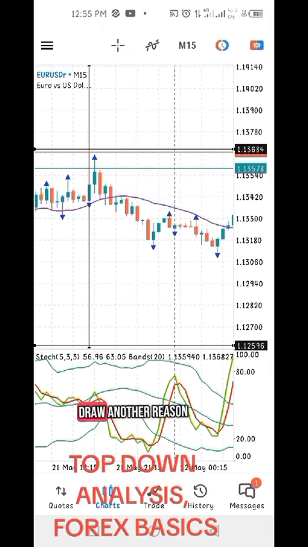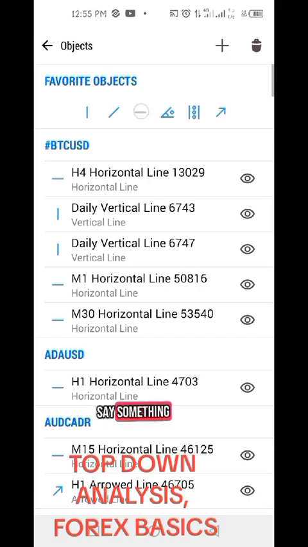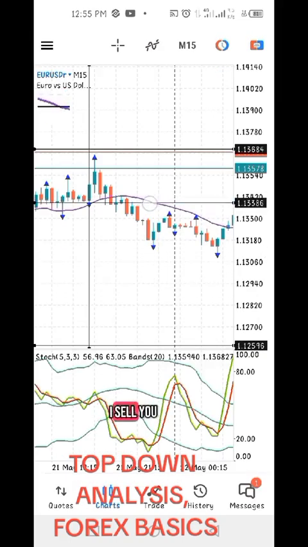Now let me draw another horizontal line for you to see something. Let's say that I sell here. Look at this black line now. I want to sell at 1.13375. That's where I want to sell, and I can even set it so that once the market gets there, it sells for me.